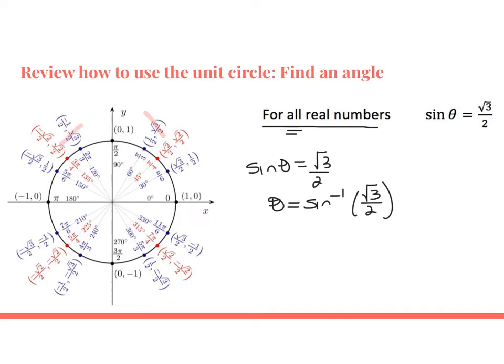When we look at these 2 points, from here to here is 60 degrees, and from here back to the first position is 300 degrees. Those are not evenly distributed around the unit circle, therefore we need to list each answer separately.